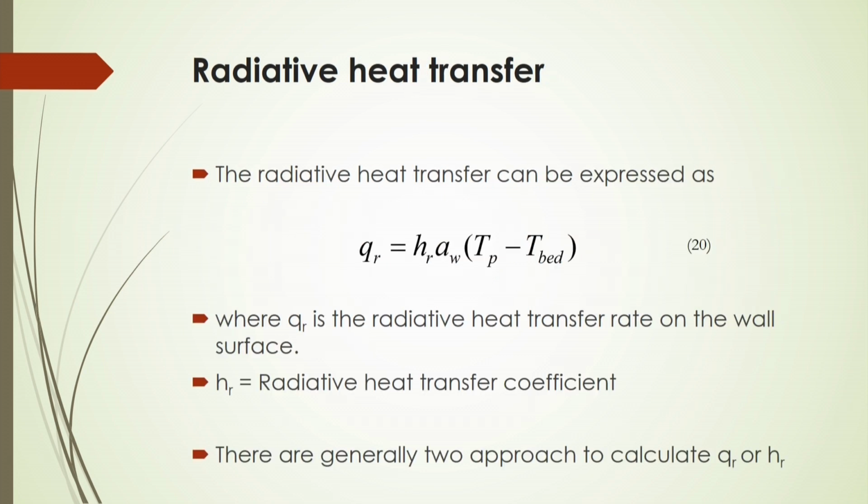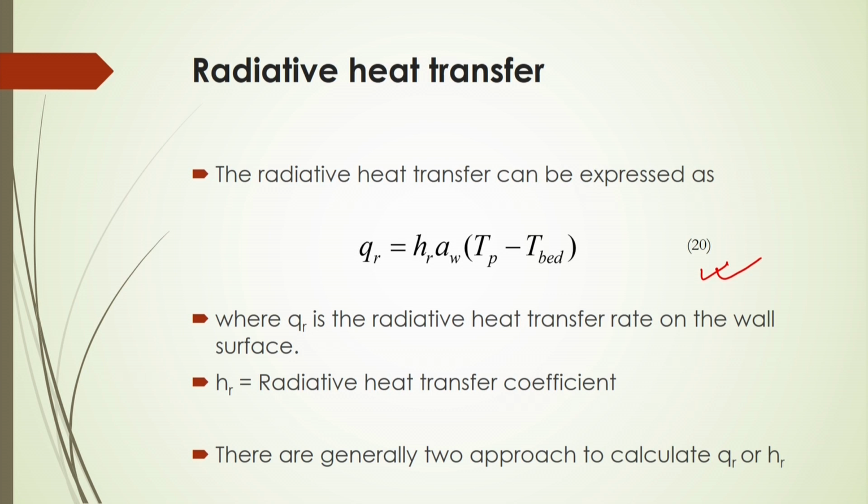And this radiative heat transfer can be expressed by equation number 20. This is the standard equation to represent it, where Q r is the radiative heat transfer rate on the wall surface and H r is the radiative heat transfer coefficient.